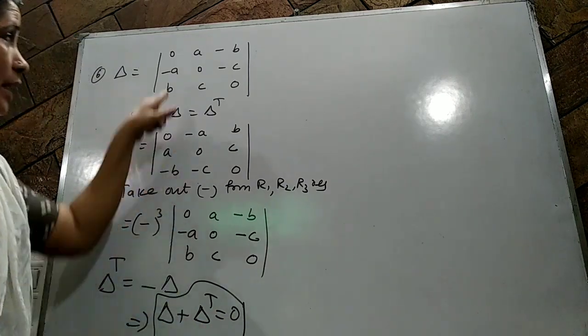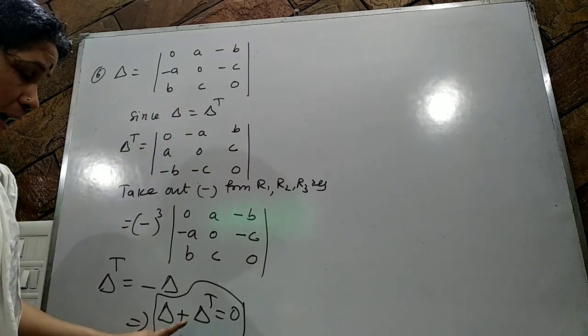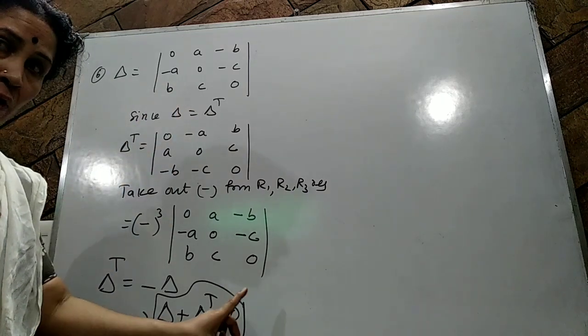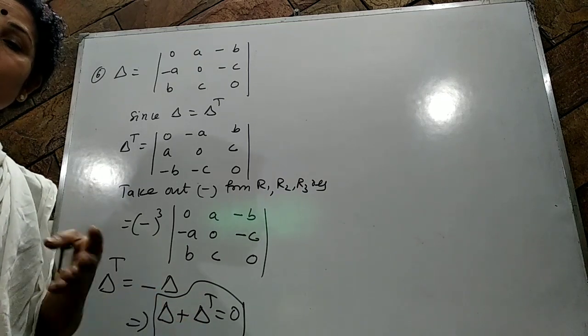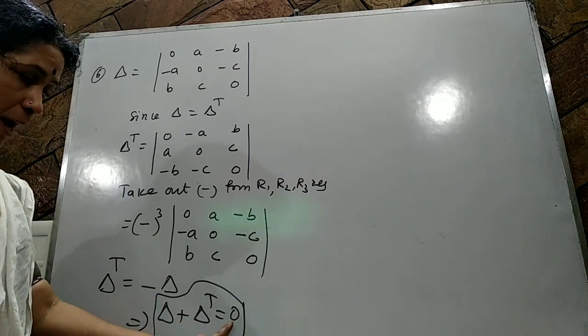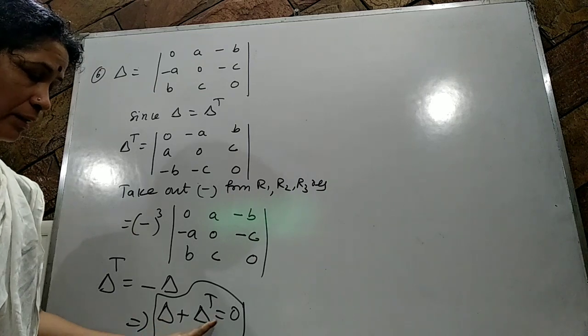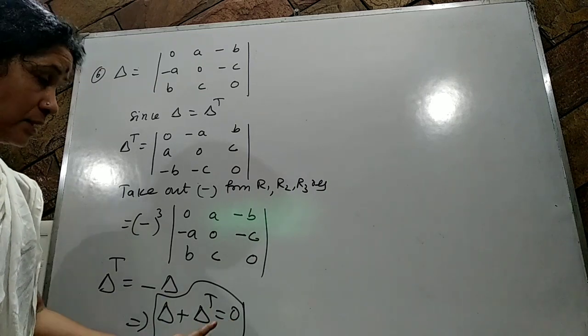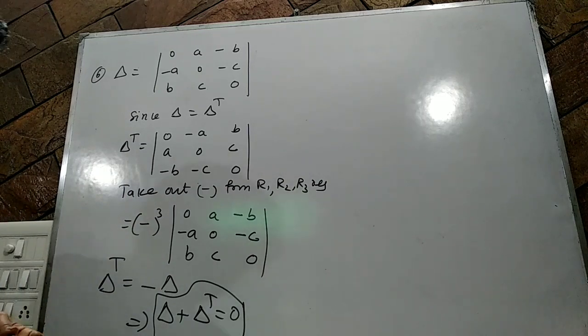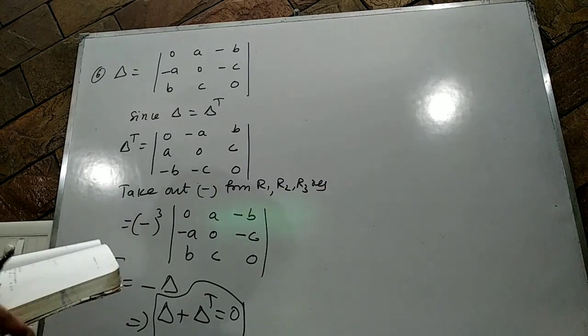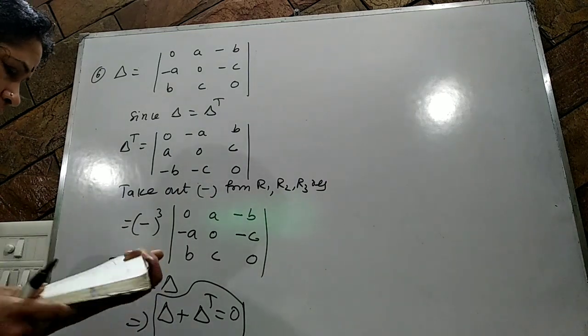They have given this delta, and they asked delta plus delta transpose equal to what. It is a multiple choice question with options 1, 2, 0, 5 like this. So this is the answer. Delta plus delta transpose is always equal to 0 if it is a skew symmetric matrix. Keep that in mind. Are you clear?